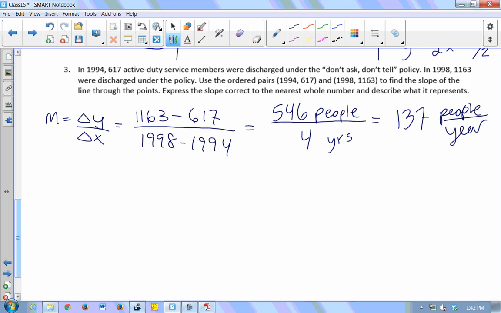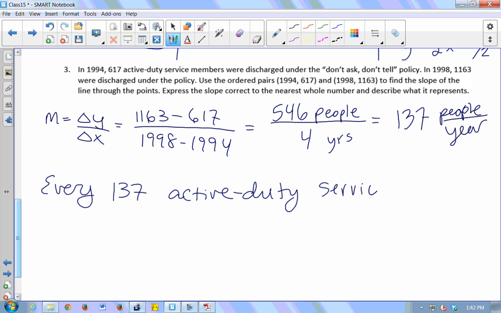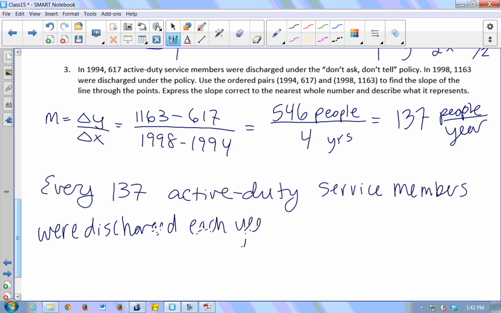Yeah, yep. So every year, 137 active duty service members were discharged each year under the Don't Ask, Don't Tell policy.